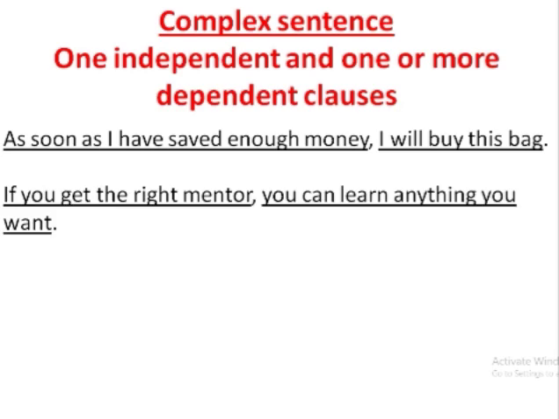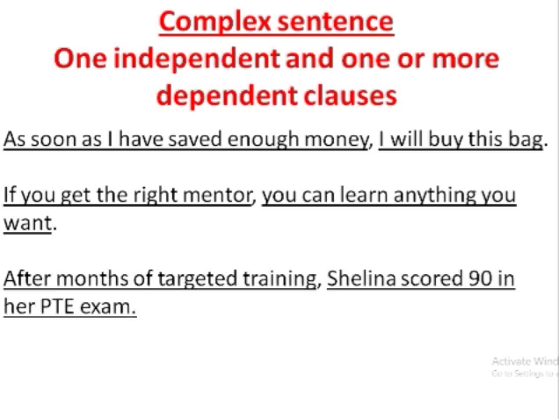If you get the right mentor. So if you get the right mentor, this is dependent. This is not a complete sentence. If you add it to an independent sentence, like you can learn anything you want, so now it makes sense. You can say yes, if you get the right mentor, you can learn anything you want. Or after months of targeted training, so this part is dependent, added to an independent one. Shalina scored 90 in her PTE exam, so you have a complex sentence. After months of targeted training, Shalina scored 90 in her PTE exam.